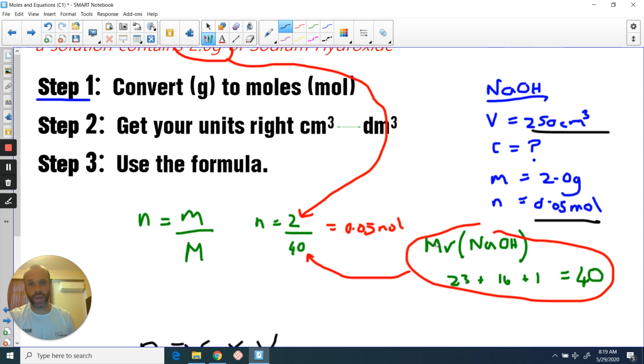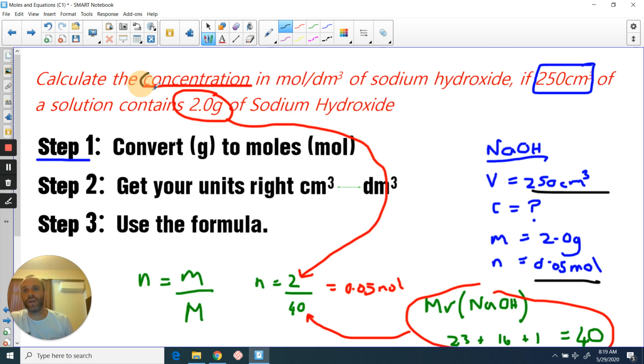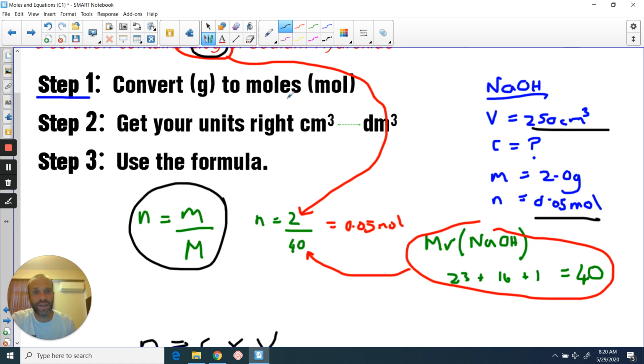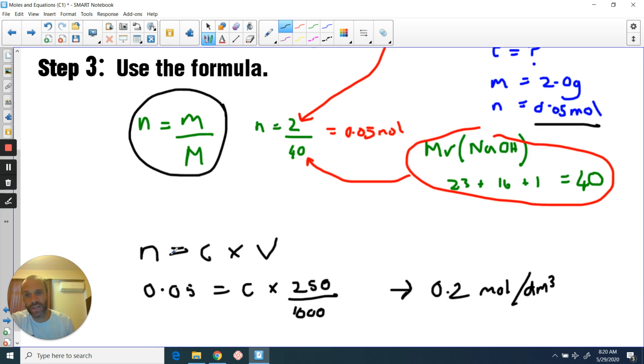I'm just going to run through it very quickly again. You've been asked to calculate the concentration of sodium hydroxide. They've given you the value for a volume and a value for the amount of grams. You can use the number of grams with this formula in order to calculate the number of moles. When you've calculated the number of moles, you have two pieces of information which allow you to use this formula to calculate the concentration, because you have moles and you have volume. So you plug the values into the equation and you're going to get an answer of 0.2 moles per decimeter cubed.